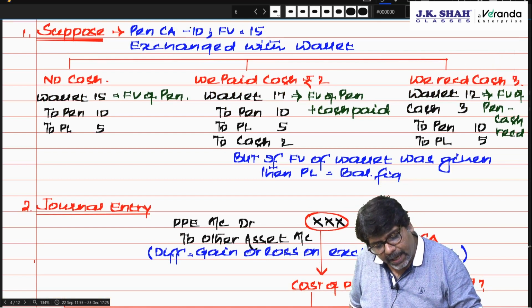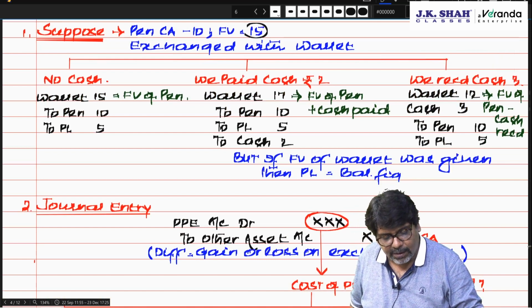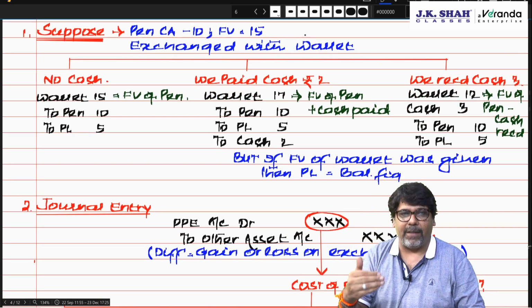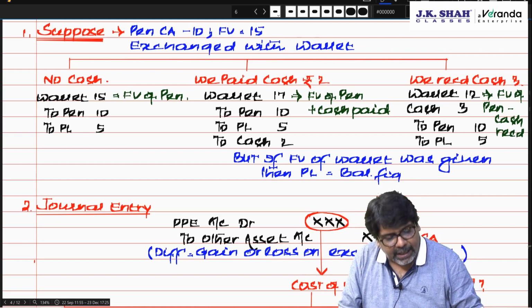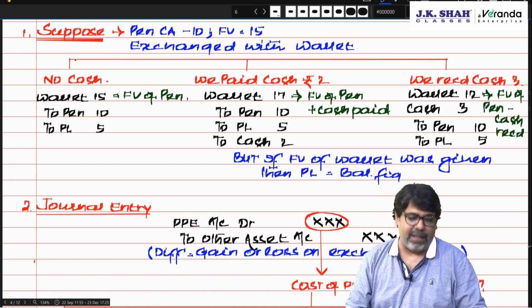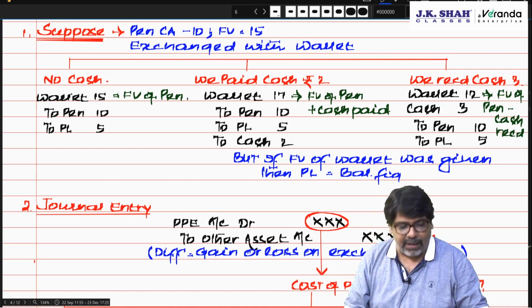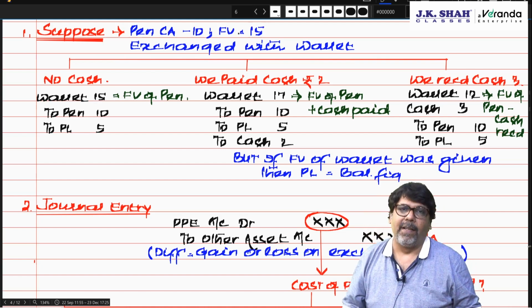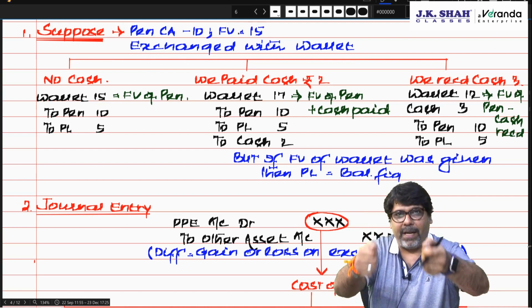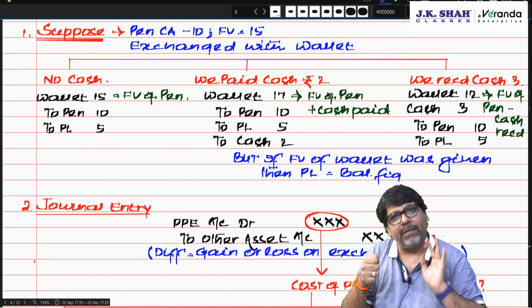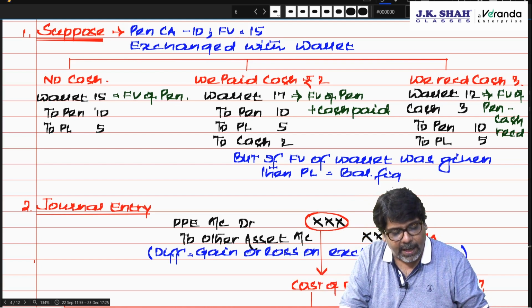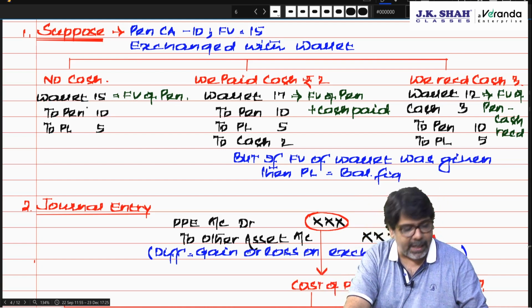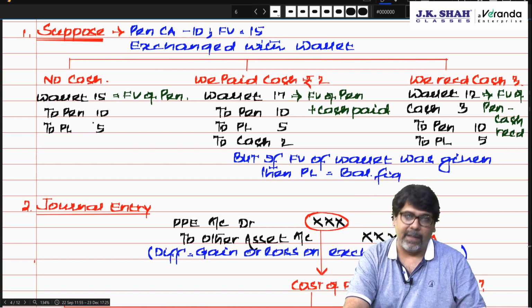Pen ka carrying amount 10. Fair value how much? 15. Exchange with wallet. So I am getting wallet, giving pen. So what price shall I record wallet? If I am not giving any cash, then wallet is at 15, the fair value of pen. What I am giving? Pen. What I am getting? Wallet. Pen ka fair value is how much? 15. So what for me wallet is how much? 15. This is fair value of pen. Wallet ka carrying amount, balance sheet mein was appearing at 10. So 10 rupees, 15, 5 rupees P&L.